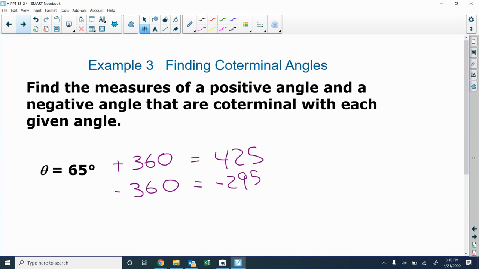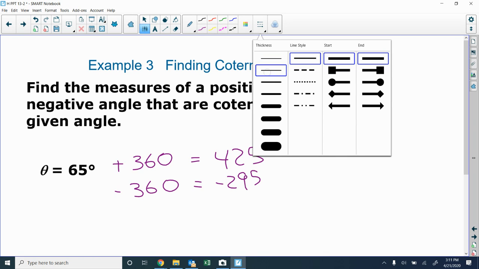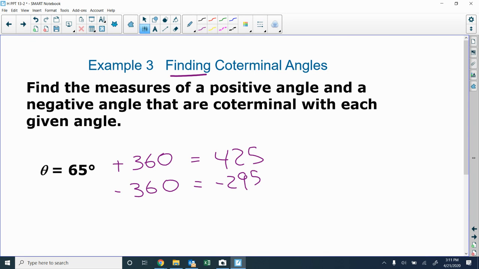We can just keep going with as many as we want. There's an unlimited amount of coterminal angles. It is an infinite amount. We just keep adding and subtracting 360 till the cows come home. And you got it. Coterminal. There you have it.